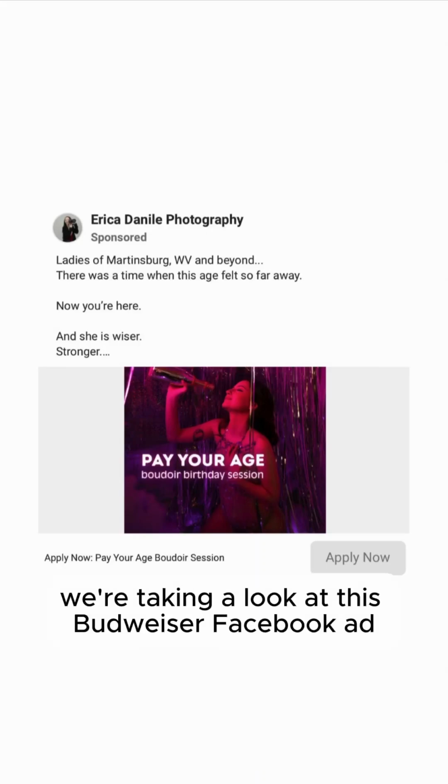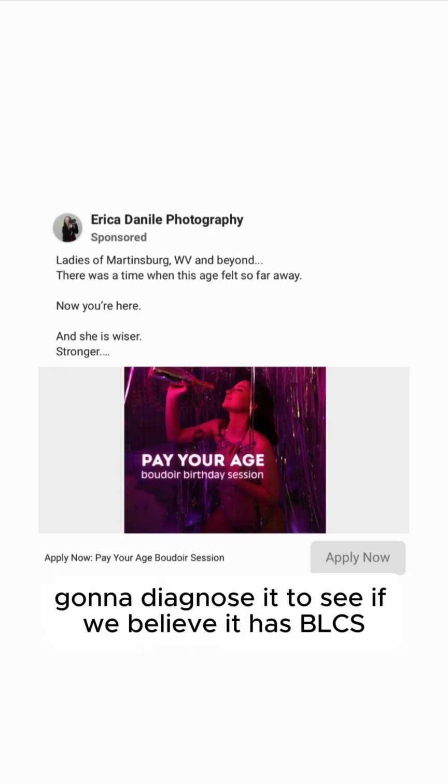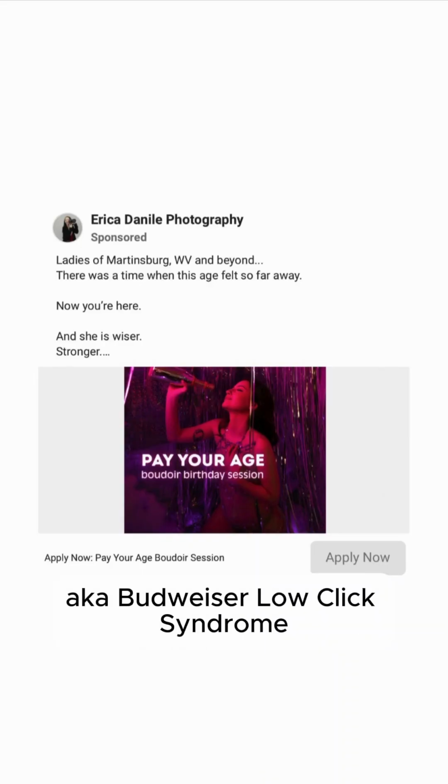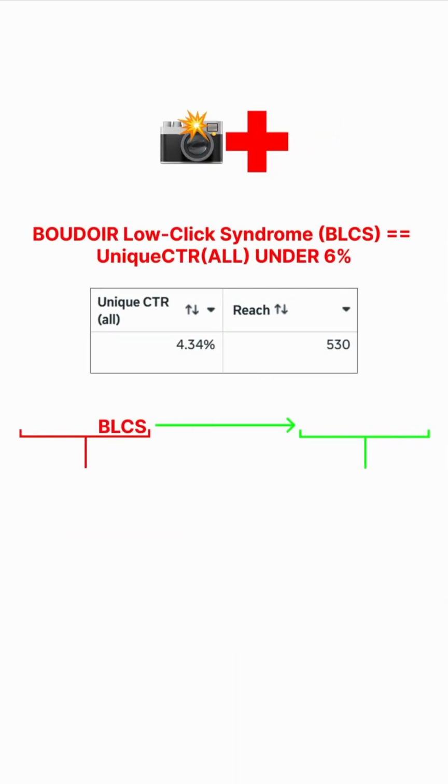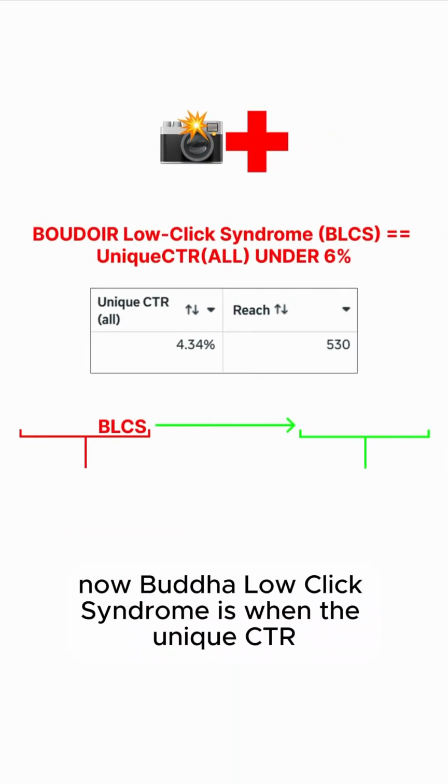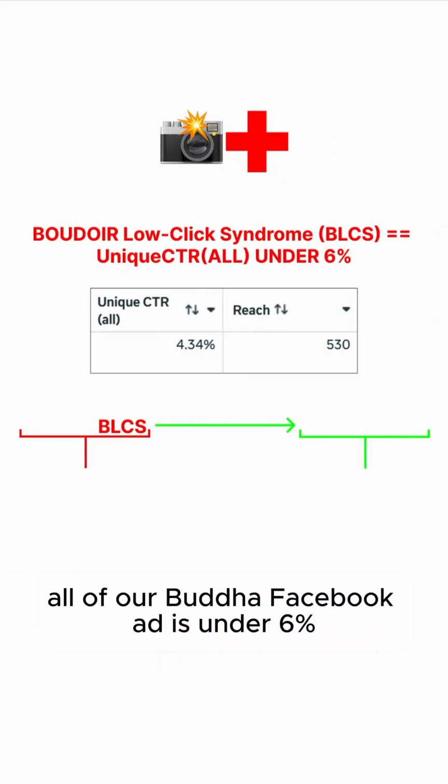All right, y'all, we're taking a look at this Boudoir Facebook ad. Gonna diagnose it if we believe it has BLCS, aka Boudoir low click syndrome. Now, Boudoir low click syndrome is when the unique CTR on our Boudoir Facebook ad is under 6%.